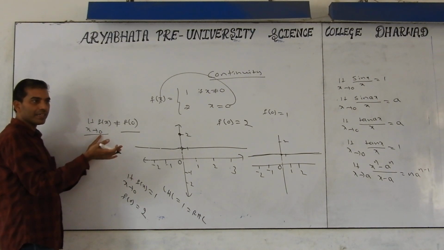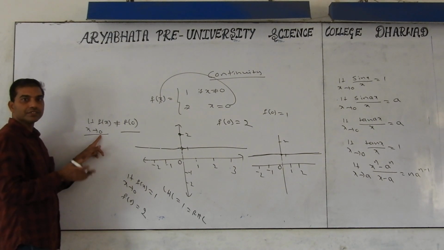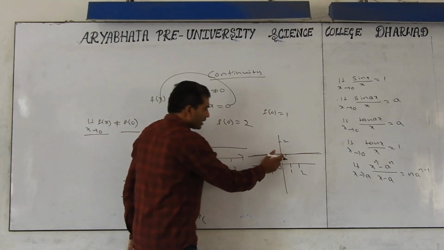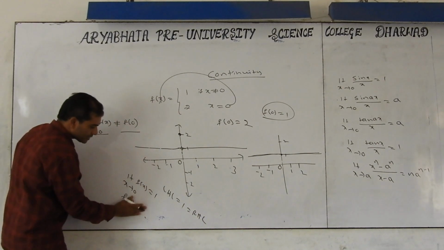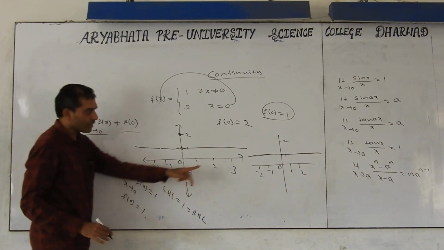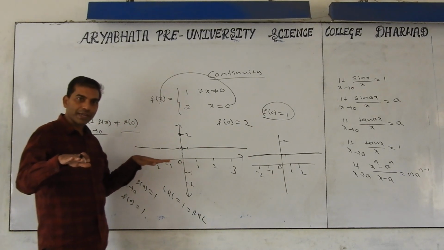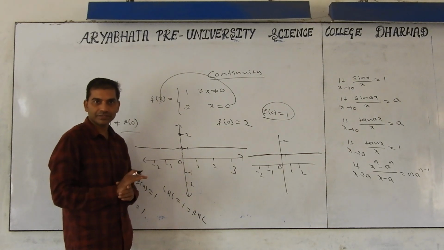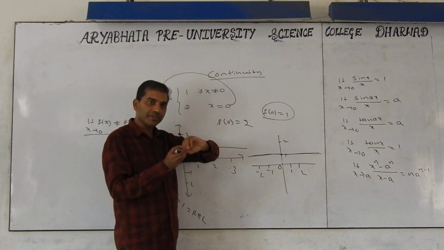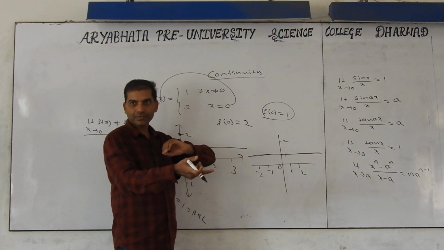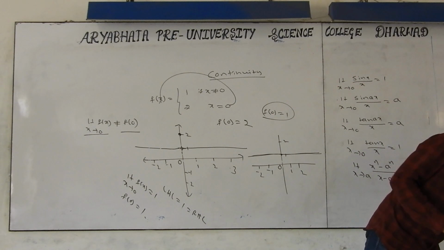Not continuous means discontinuous. So it is discontinuous at 0. If instead f of 0 is 1, then both are equal, so the limit value equals the function value. Then there is no break, and f is continuous at that point. Understood? Continuous means limit value equals function value. Are you following? So the left limit equals the right limit.